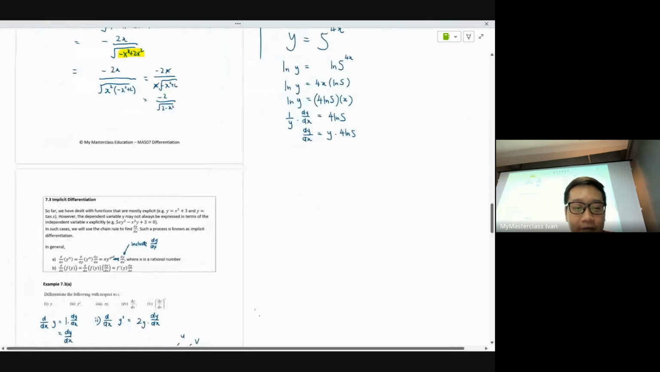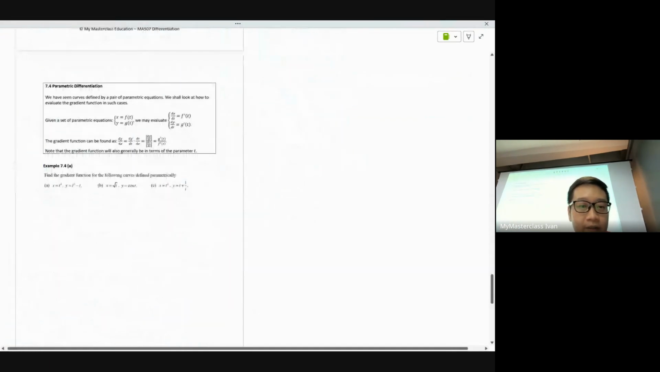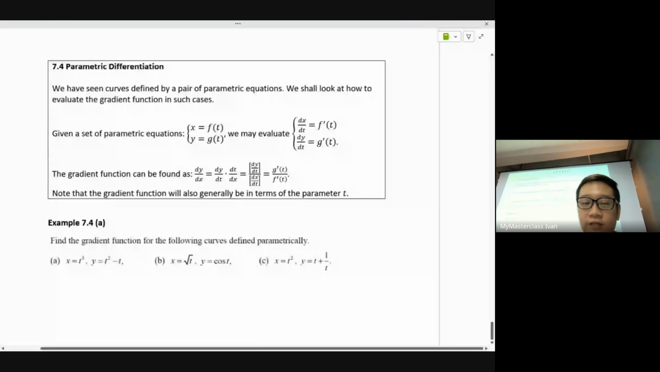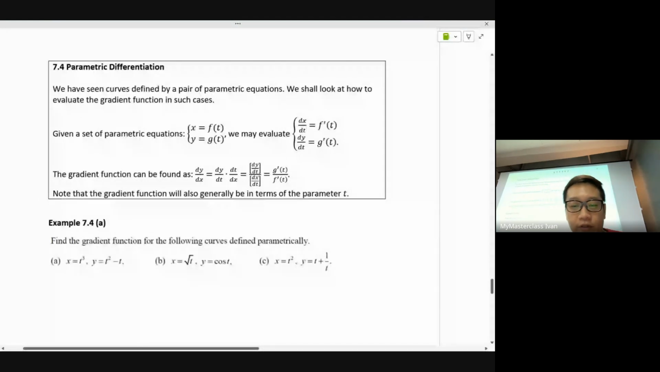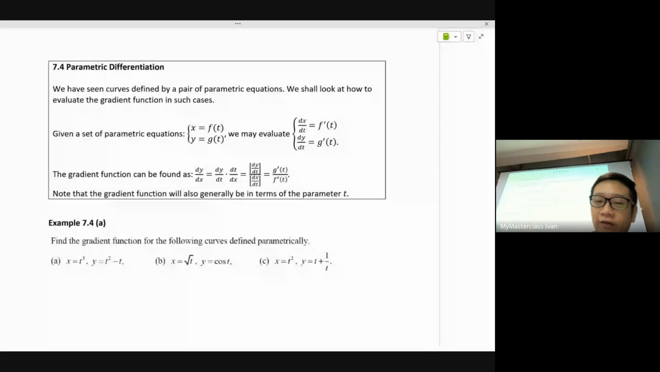And so the last part for today is parametric differentiation. Janessa, if you need to look up English, look up. Just now I already said dy dx. This is what? This is right. dy dx is equal to dy dt over dx dt. This is a bit like a rate of change kind.